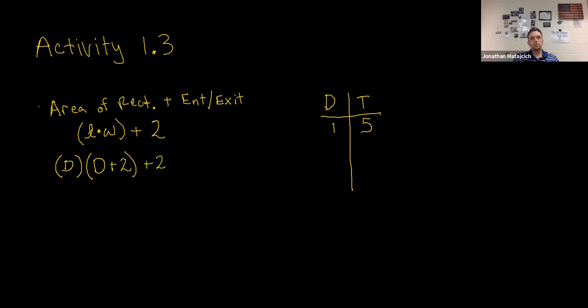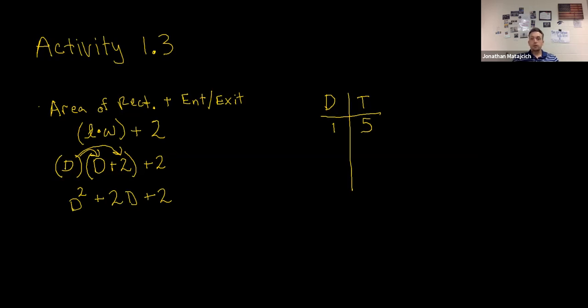So then add 2. I need to simplify this a little bit. So d times d, that's going to be d squared. D times 2. You guys recall our distribution. D times 2 would be 2d. And then nothing to simplify there. I'm still just adding 2. Okay, so this should make finding more complex designs a lot easier.